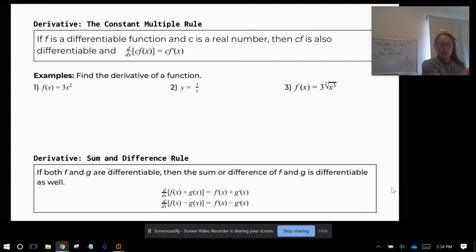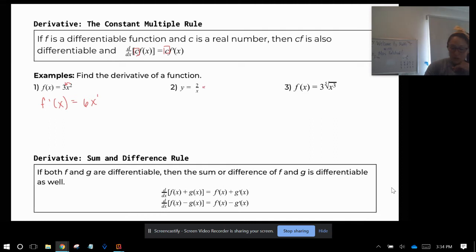All right, the constant multiple rule. It's really the same rule as the power rule. If there's a number already in front of our function, a constant or scalar multiplying our function, then we multiply our power by that scalar. So f of x is equal to 3 times x squared. We take the derivative: we multiply 2 times 3, giving us 6x, and decrease the power to 1.